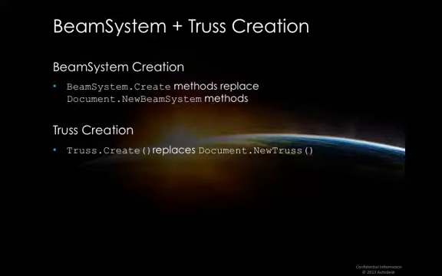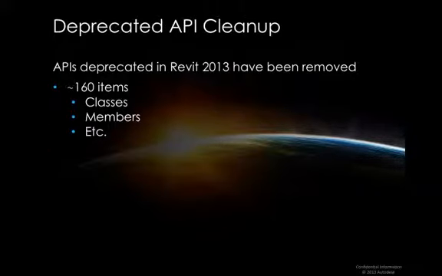Two methods that have been affected by changes are the BeamSystem and Truss creation. Again, movement from the creation document to static create methods on the respective classes. All in all, we've performed a cleanup of deprecated APIs. These are APIs that were causing warnings in Revit 2013. First of all, simply ensure that your Revit 2013 add-in compilation generates absolutely no warnings whatsoever. Then that will considerably simplify your migration after that to Revit 2014 API.